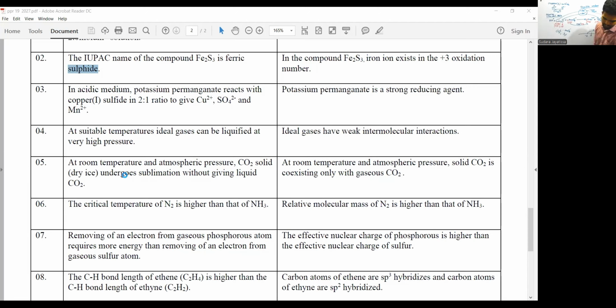Potassium permanganate reacts with copper 1 sulfide. So potassium permanganate is mentioned first, no? So that means 2:1 ratio. Correct. First statement is correct. What about the second statement?